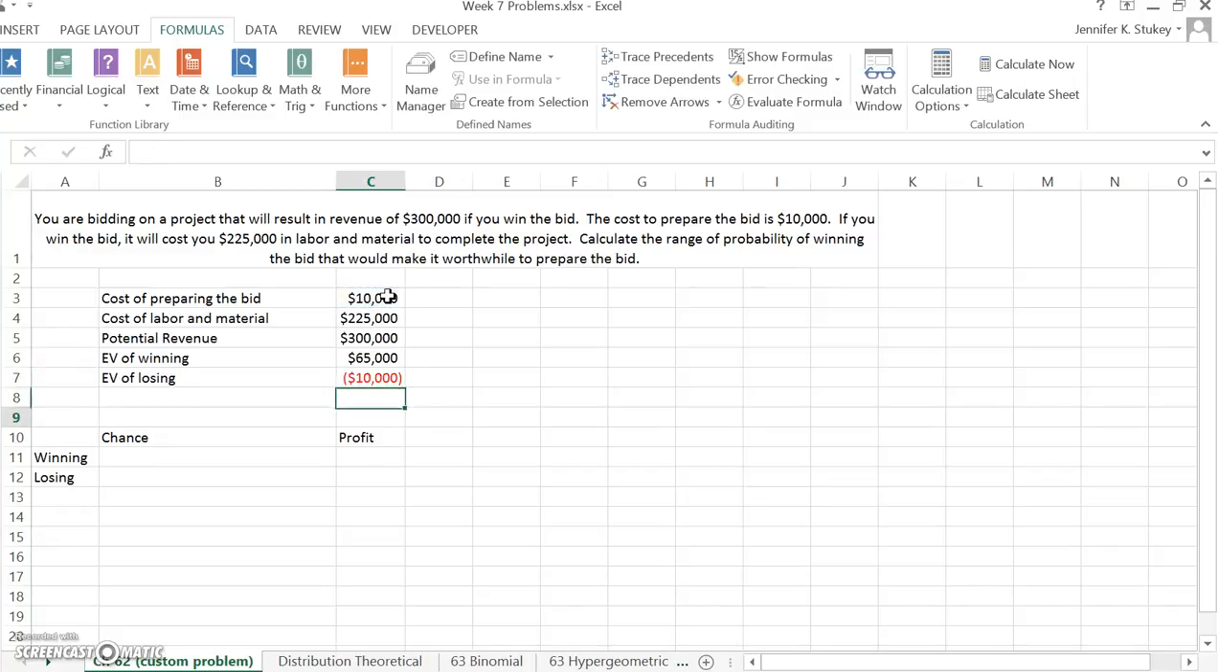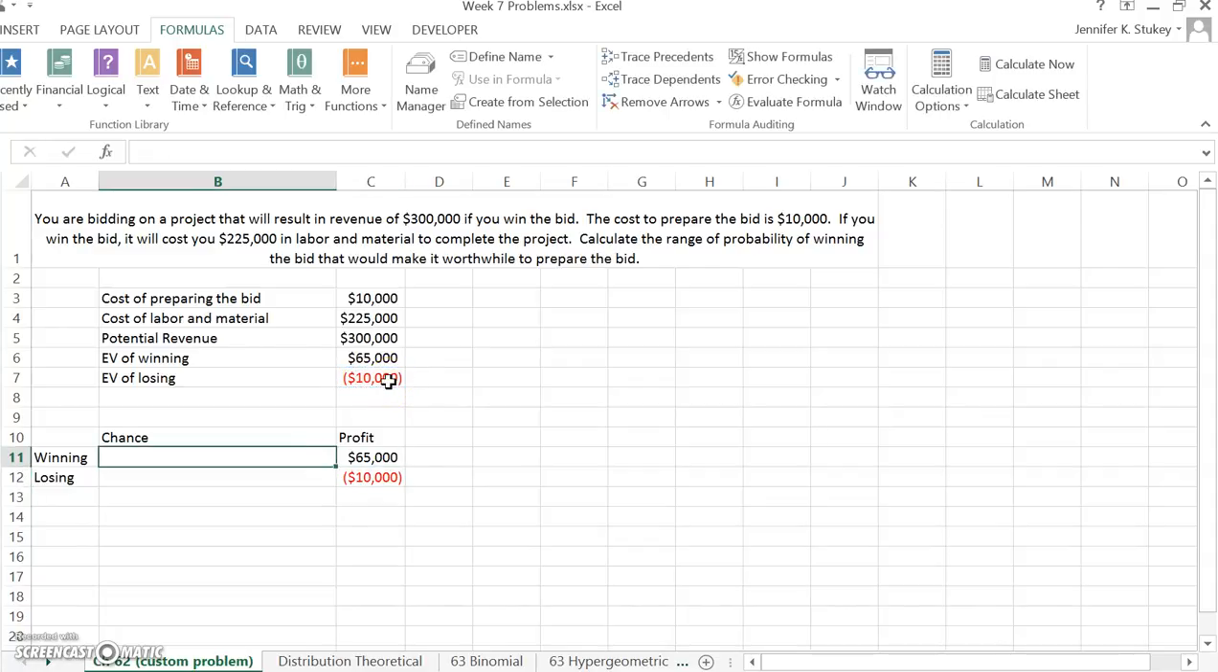Now we've got to calculate what amounts to our EMV, our expected monetary value, given the odds. And we don't know the odds. We're going to use GoalSeek to find them out in a minute. Let's fill in what we do know first. If we win the bid, we're going to make $65,000. I'm linking cell C6 because that's where I have it calculated. And the profit if we lose is that we're going to lose $10,000.